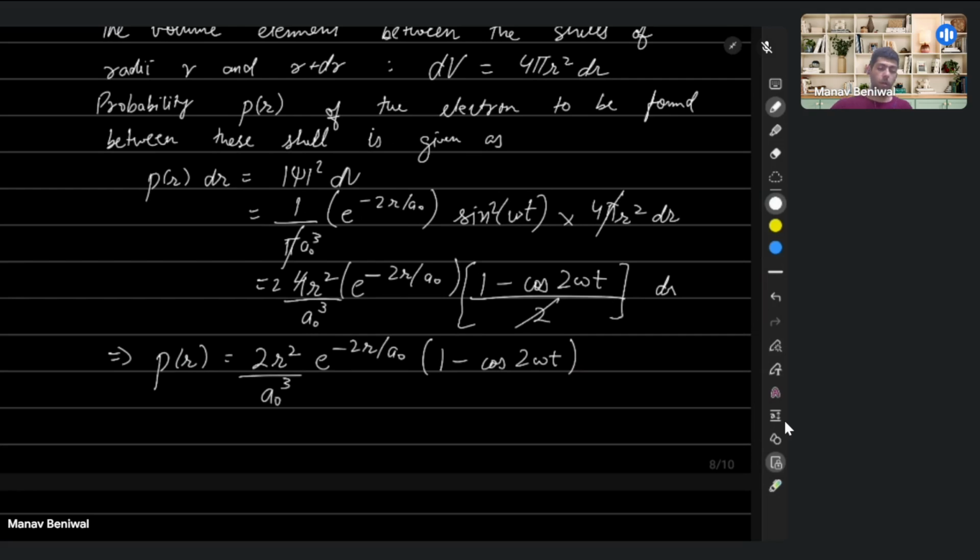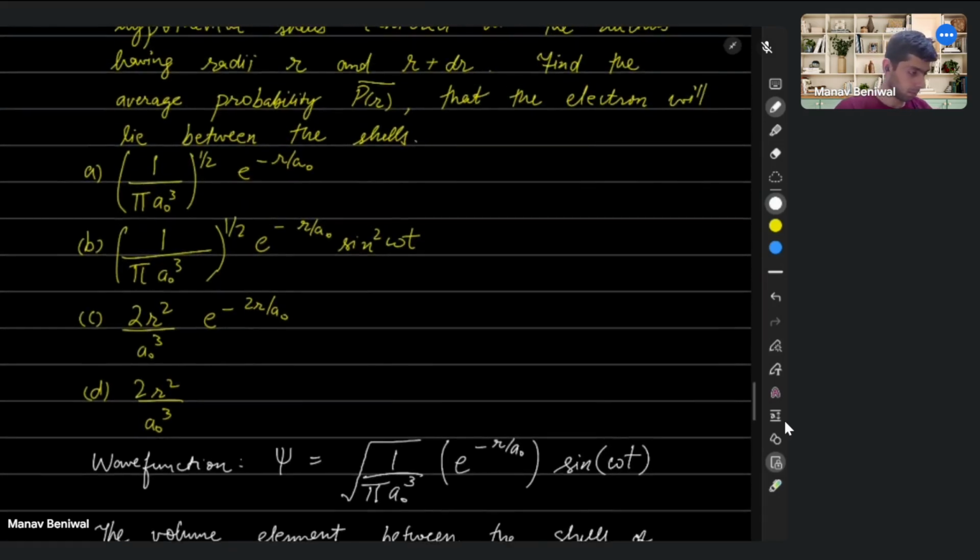So this is the probability of finding an electron at a distance r from the nucleus at any given time t. So if we revisit the problem, it asks us to find the average probability P of r, the average probability.